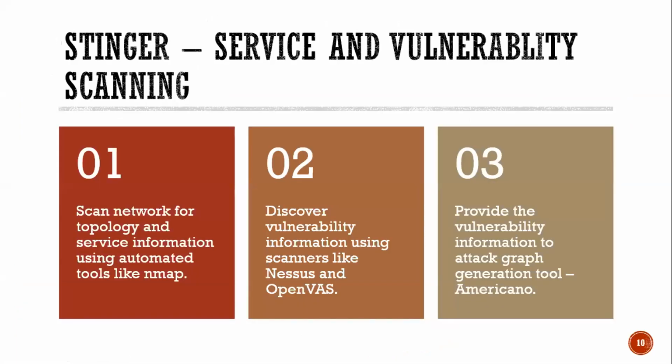So let's dive deeper into Stinger. Stinger basically scans the network topology for service information and discovers the vulnerabilities. So we have automated Nessus and OpenVAS APIs to identify this attack information. And this attack information is then fed into AMERICANO, which is the attack graph generation tool.